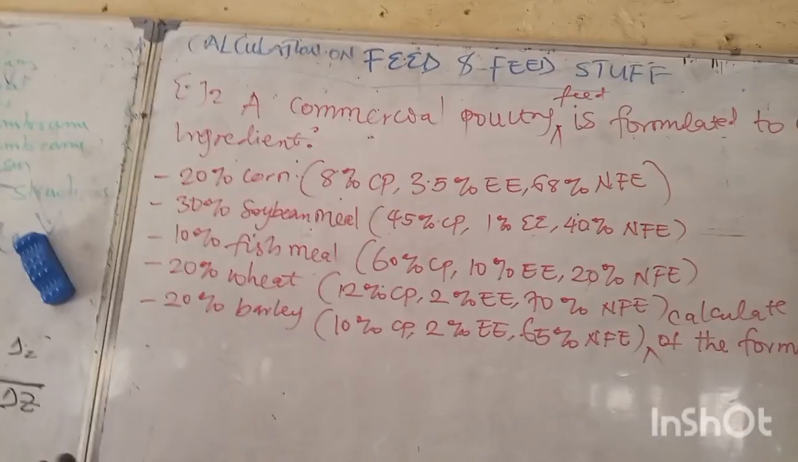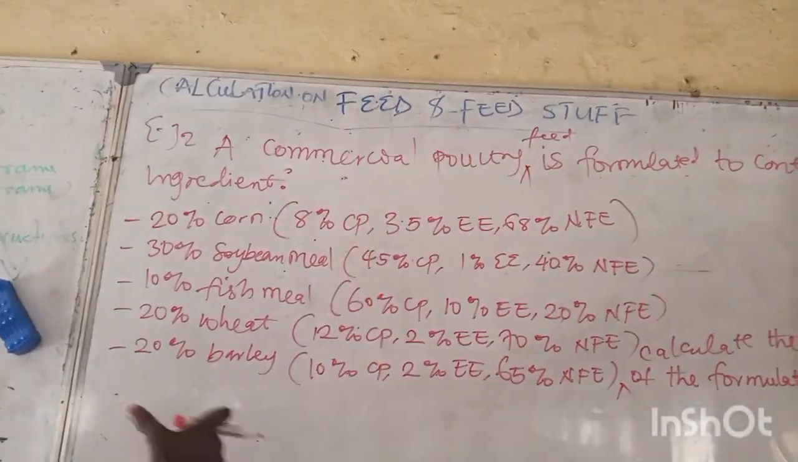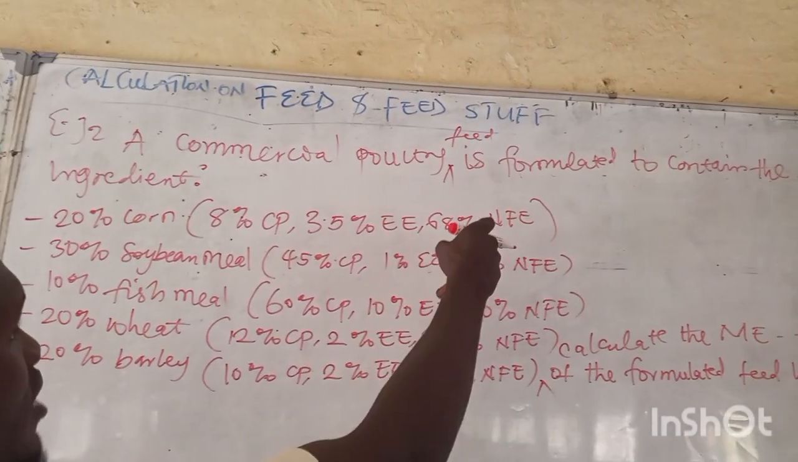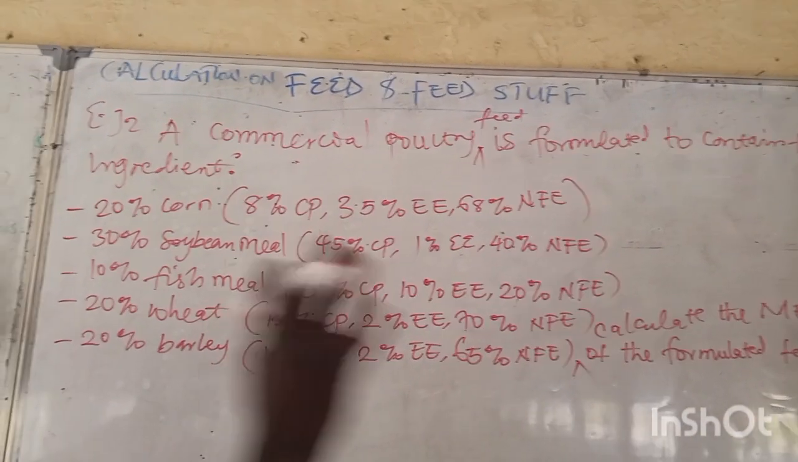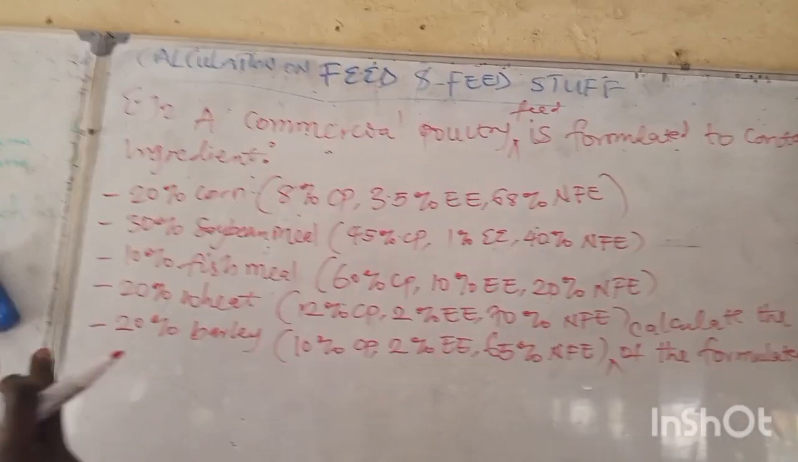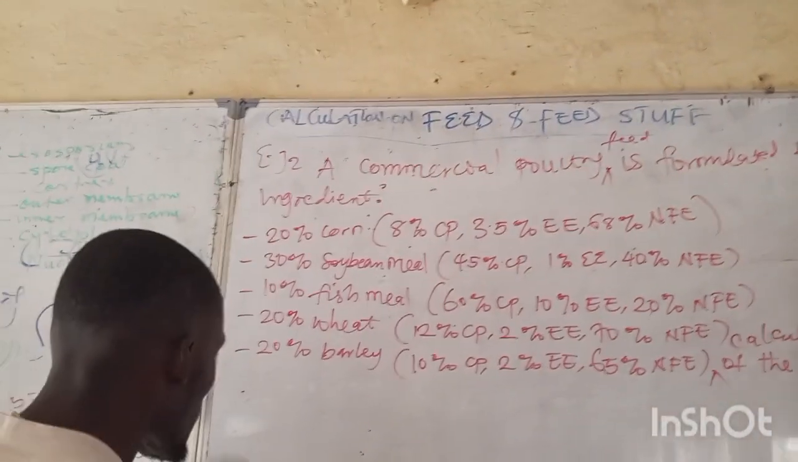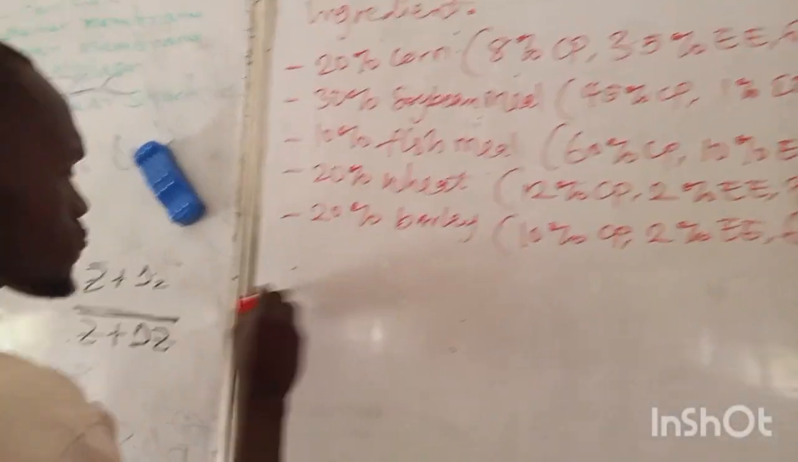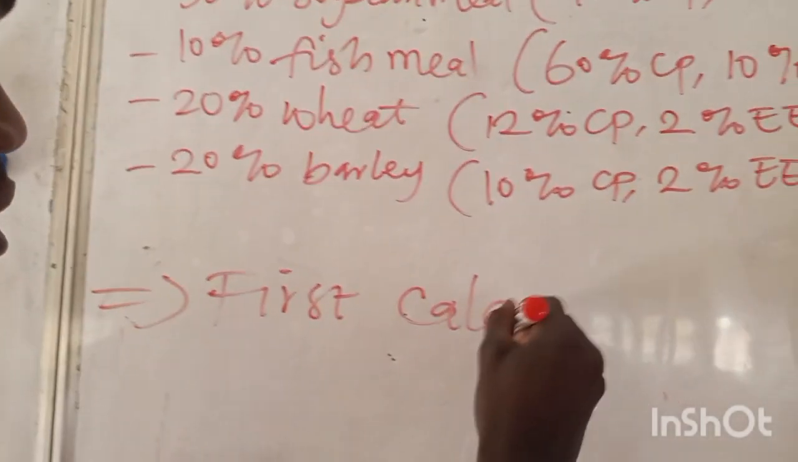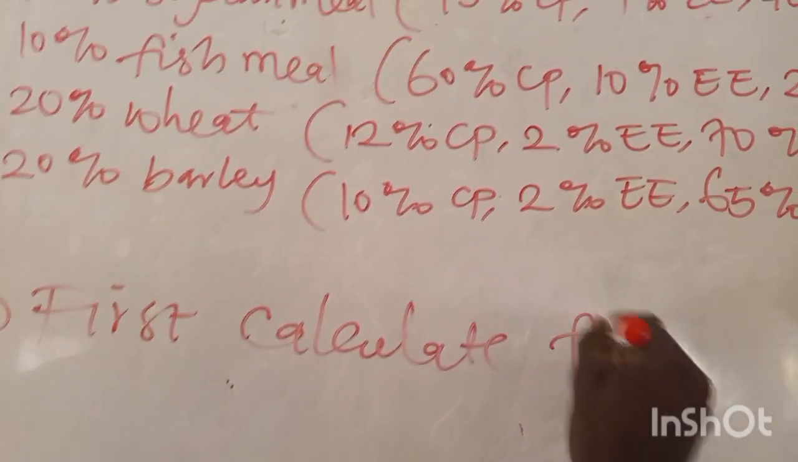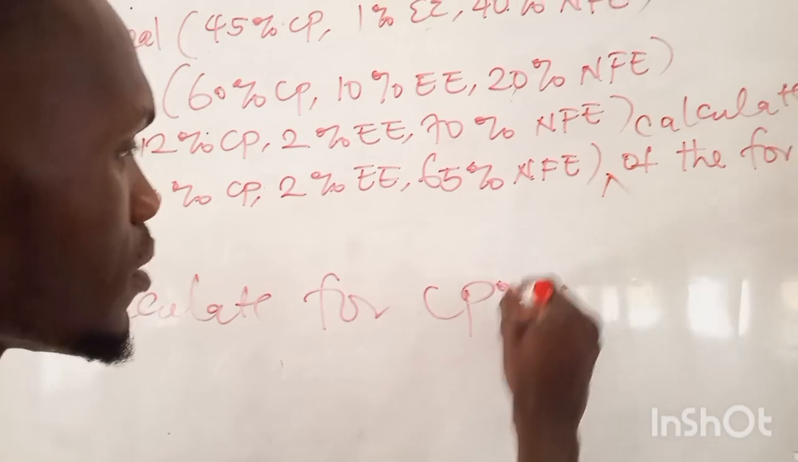The first calculation we are going to do, we are going to generate the CP of every ingredient here, the ether extract, and at the same time that of the nitrogen-free extract. That simply means we are still going to have the same three components of the analysis we are looking for. So how do we do that? First of all, calculate for CP, percent of the feed.